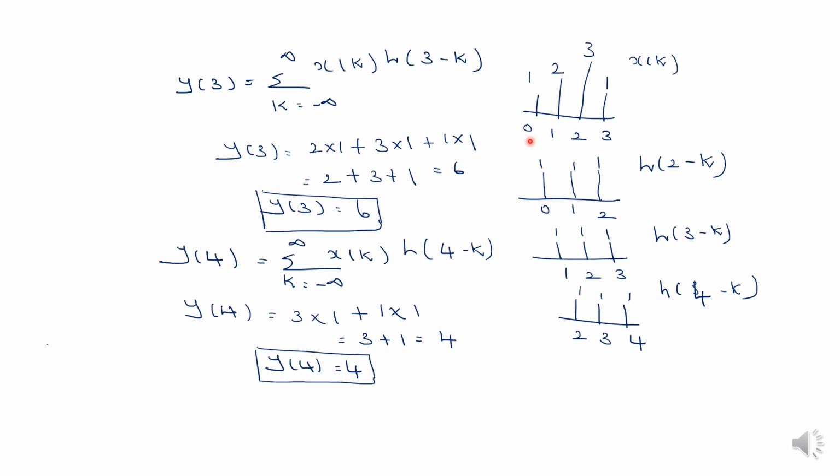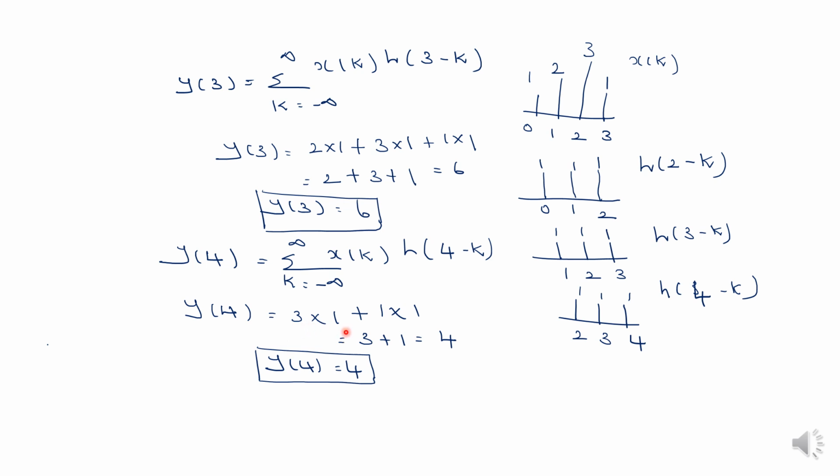So x of k starts from k is equal to 0. For k is equal to 0, the value here is 1, and for h, the value is 0. Therefore, 1 into 0 is 0. For k is equal to 1, the value is 2, and for h, the value is 0. Therefore, 2 into 0 is 0. For k is equal to 2, the value here is 3, and for h, the value here is 1. So, 3 into 1 is 3.